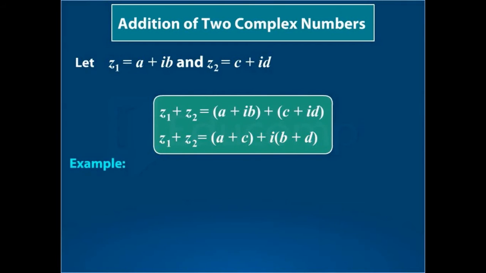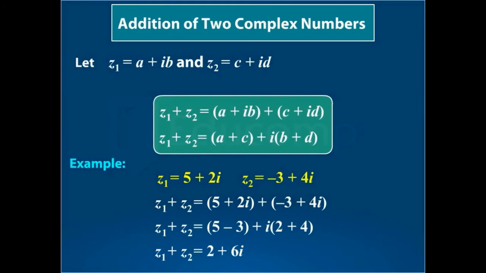For example, if z1 is equal to 5 plus 2i and z2 is equal to minus 3 plus 4i, then z1 plus z2 is equal to 2 plus 6i. Following are the properties of addition of complex numbers.